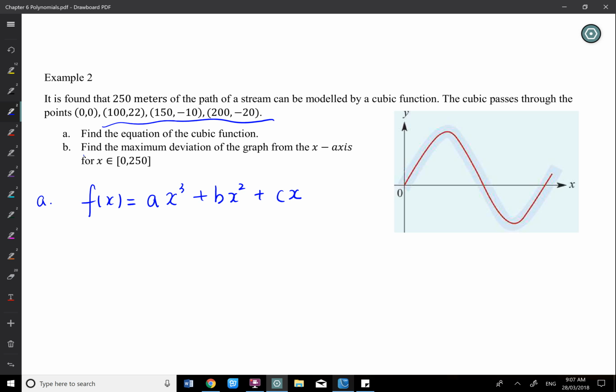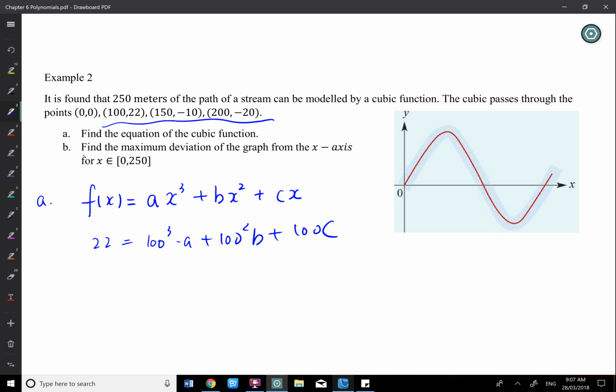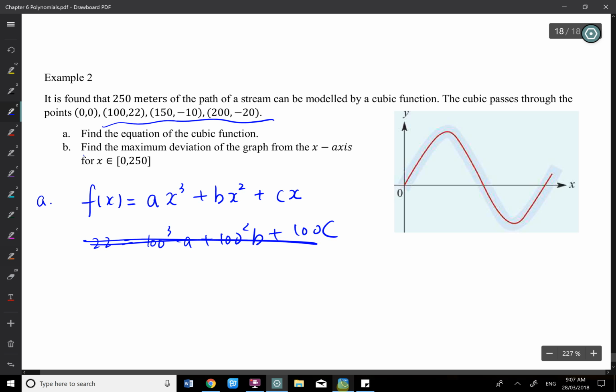Well, I know you know how to substitute. For example, 22 equals 100 cubed A plus 100 squared B plus 100 C. But it's still too long to type in. Think about it, you have another 2 equations to type into the calculator, and the buttons are very small. So it's hard to do that.